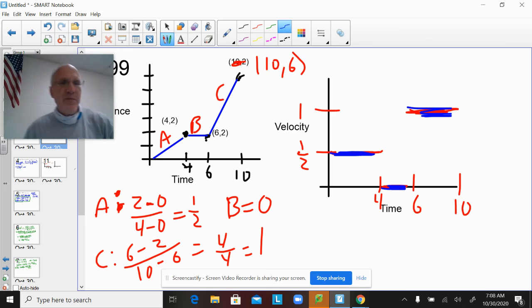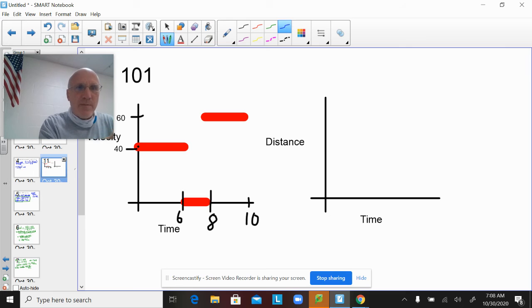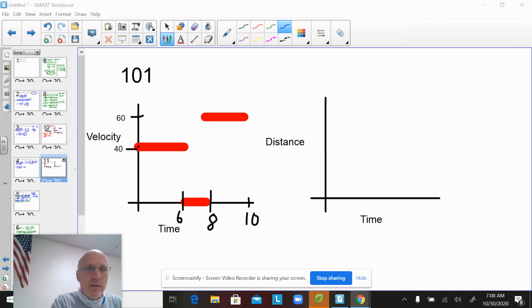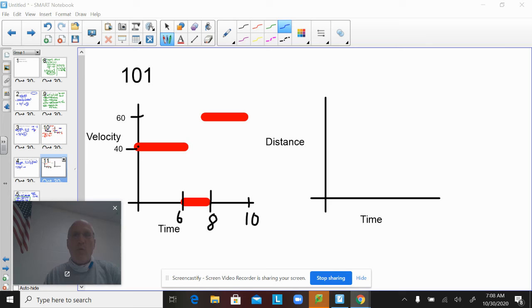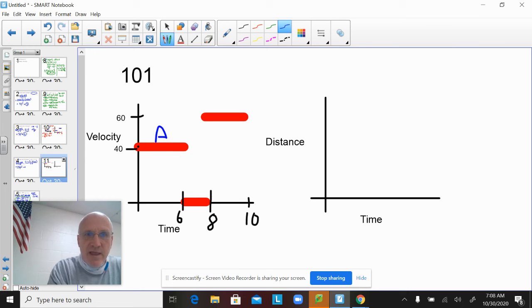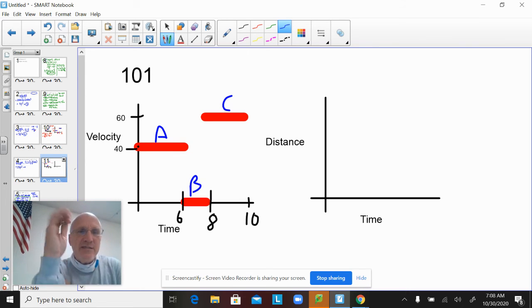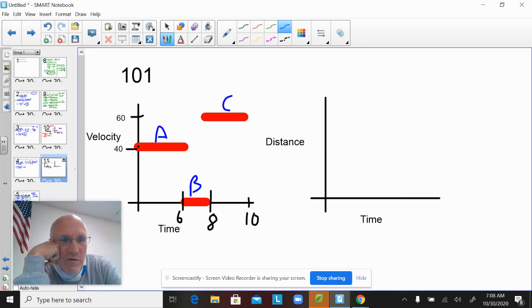So that was number 99. 101 does the same thing backwards. It gives you the velocity function. It wants to know the position function. So now you've got to know that the velocity gives you the slope of the position function. So let's label this A and B and C. Since line A has a value of 40, the velocity is 40, that means the slope of the position would have to equal 40.